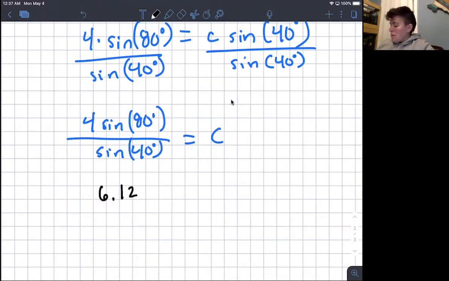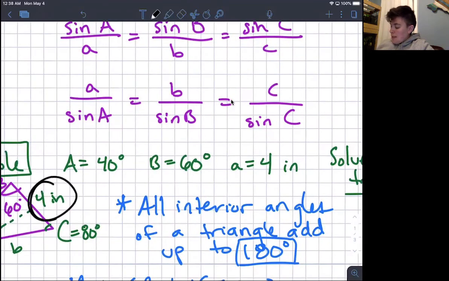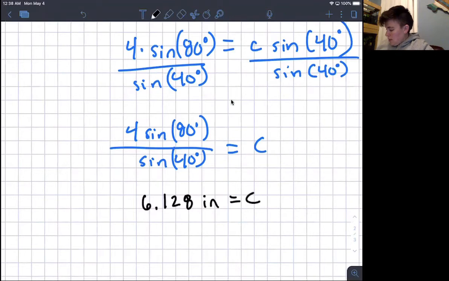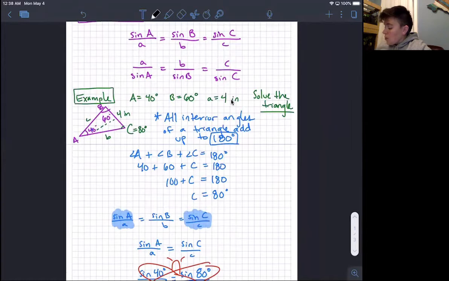6.1283554545. So I'm just going to say 6.128. And we know our unit of length is inches, so my unit down here is going to be inches equals c. Booyah.